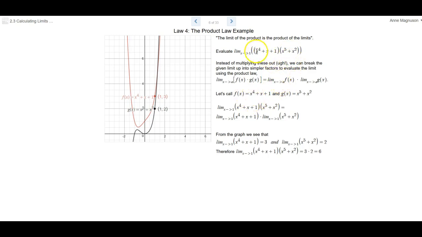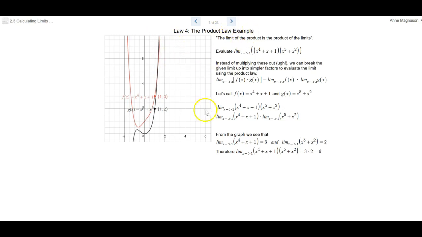So if f of x is this first factor, x to the 4th plus x plus 1, and we call g of x the second factor, x to the 5th plus x squared, I'm finding the limit of each factor. And again, we're going to need to look at the graph to see what these individual limits are. So this is x to the 4th plus x plus 1. And this function, g of x, is x to the 5th plus x squared.